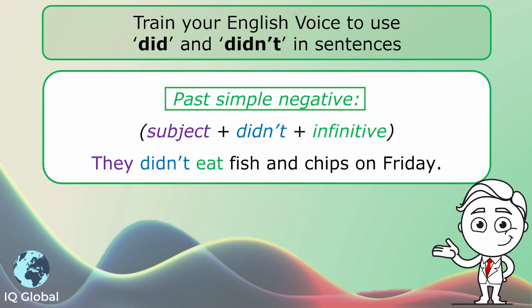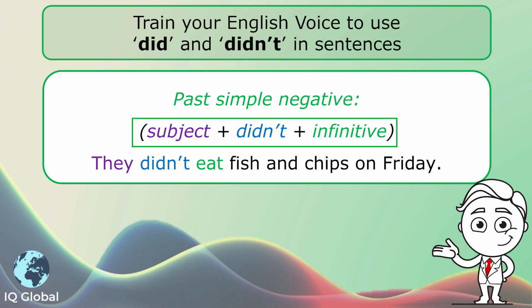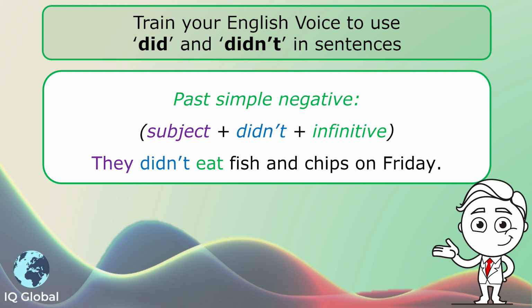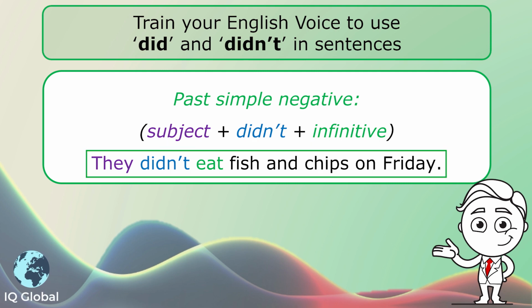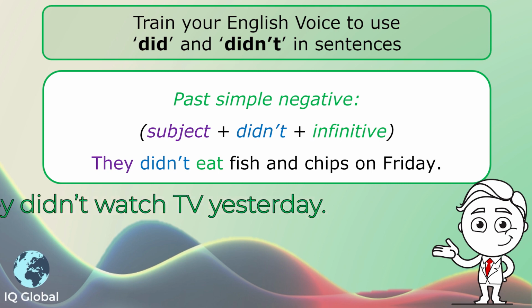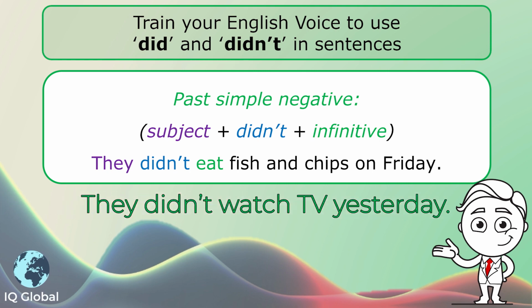Let's look at the past simple negative. The structure: subject plus didn't plus infinitive. For example, they didn't eat fish and chips on Friday. Another example, they didn't watch TV yesterday.